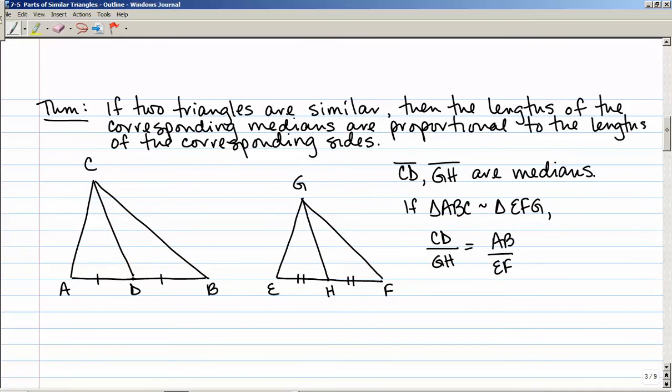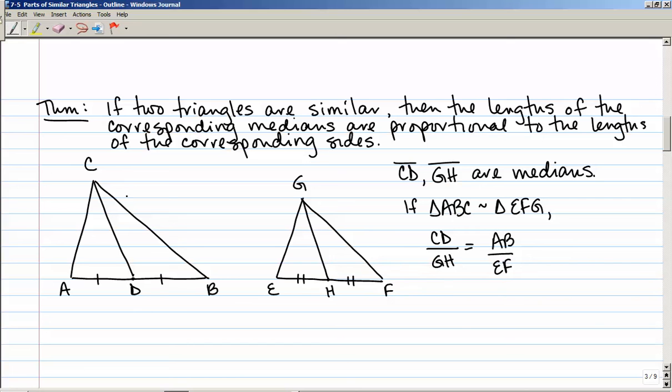If two triangles are similar, then the lengths of the corresponding medians are proportional to the lengths of the corresponding sides. Recall from chapter 5 that a median is a segment that goes from a vertex to the midpoint of the opposite side. So we start at C, go down to D, and D is the midpoint of side AB. The same thing here too. GH is a median because H is the midpoint of EF. Okay, so CD and GH are medians.